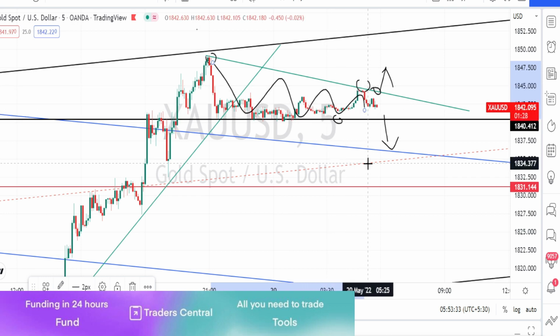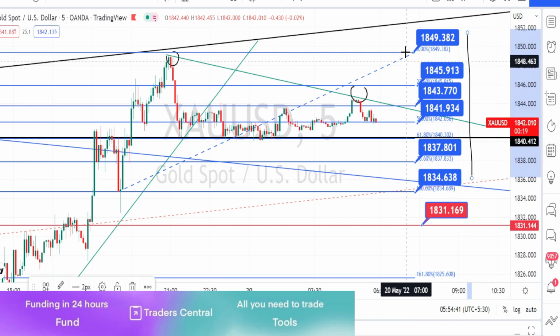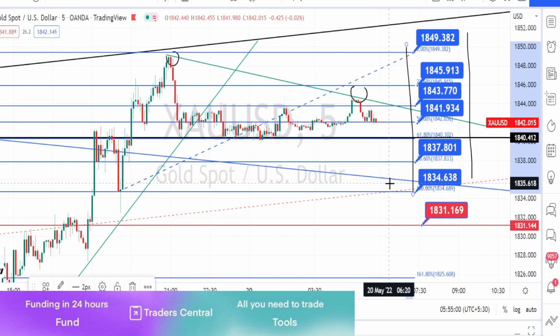Let us mark the support and resistance levels. So the values in blue color boxes are the resistance and support levels for 5 minutes time frame. We have come to the end of today's analysis.